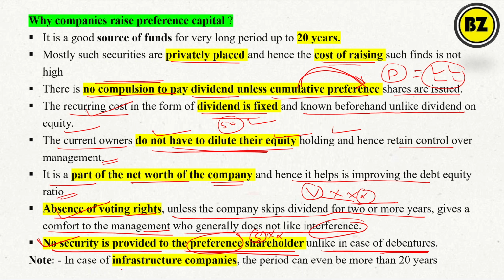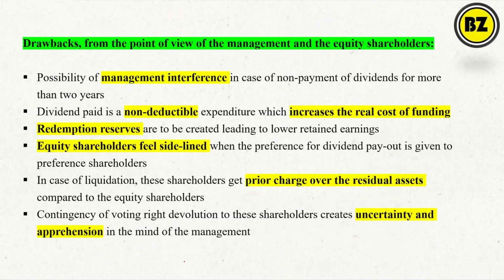Now in case of an infrastructure company, the period for redemption of the preference share can be more than 20 years. Okay, that is an important thing. Only it is for the infrastructure company, because the project of an infrastructure company itself is more than 20 years. Okay, long term projects are there.